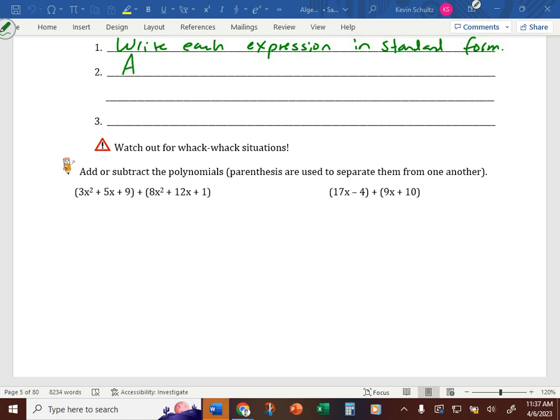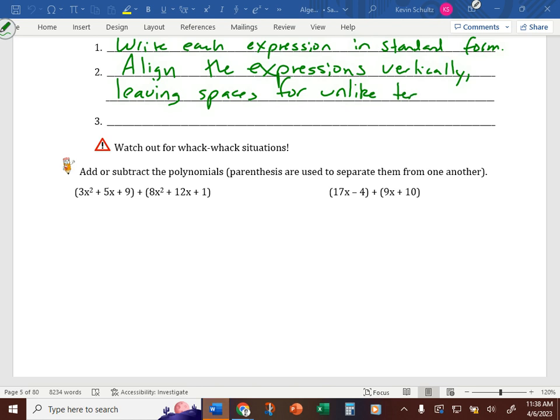Step 2 is we're going to align each expression, I should say align the expressions. Align the expressions vertically, leaving spaces for unlike terms. Okay? Align the expressions vertically, leaving spaces for unlike terms.